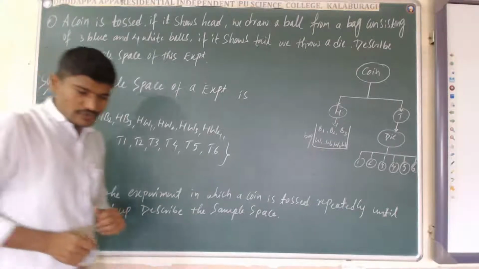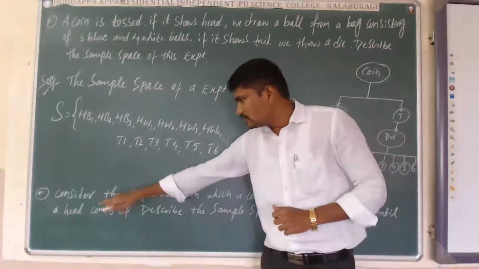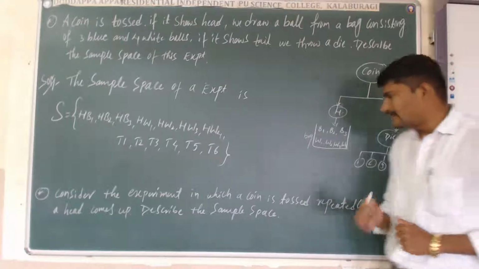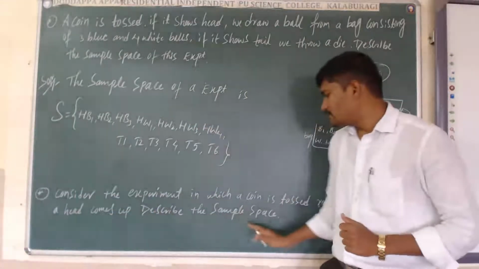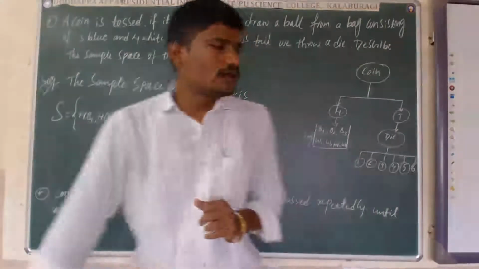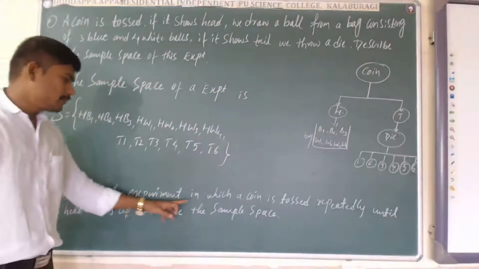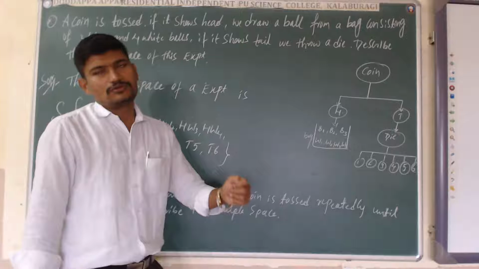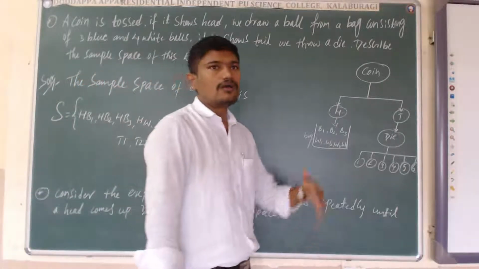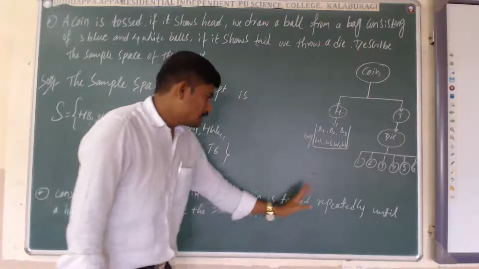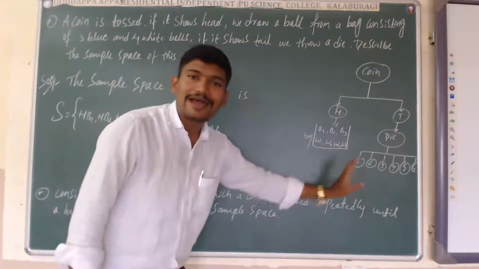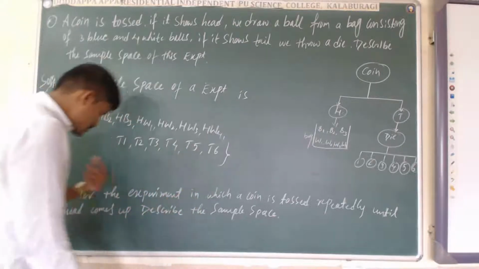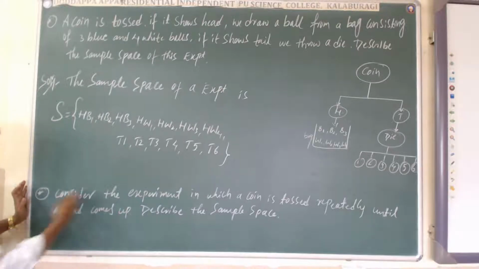Okay, dear students, the next question is, consider the experiment in which a coin is tossed repeatedly until a head comes up. Describe the sample space. Now, listen here. You take one coin, you toss the coin, then you will get head, or otherwise you will get tail. A coin is tossed repeatedly until a head comes up. So what is the sample space of the given experiment?